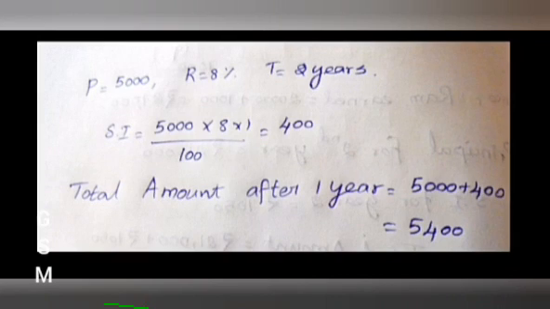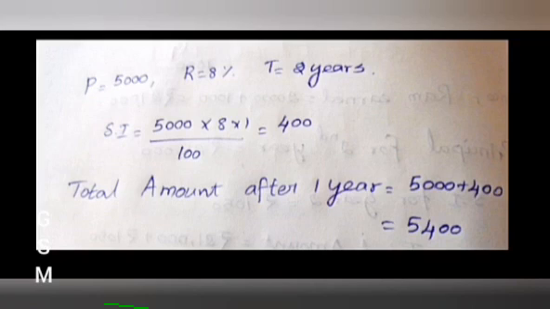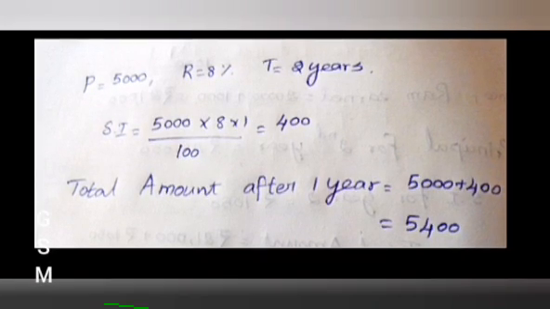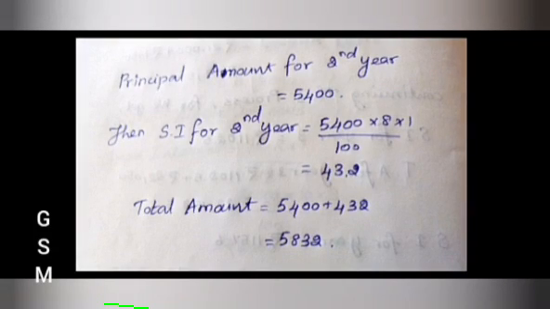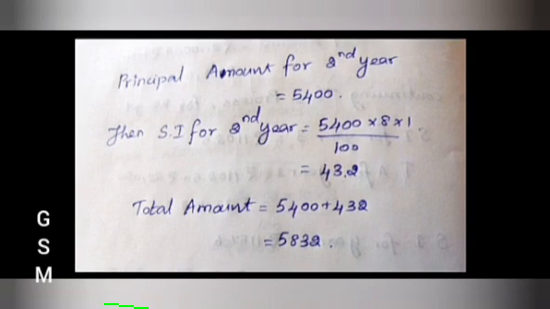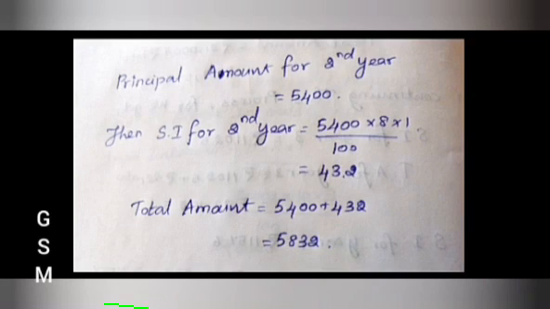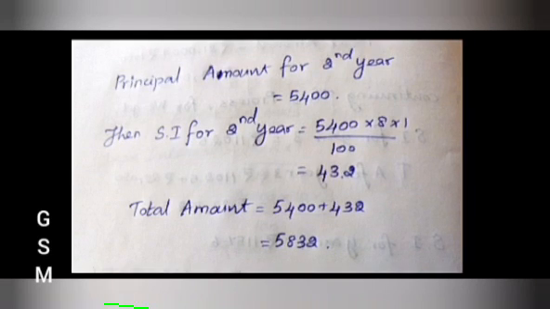Here we get simple interest 400 rupees for the first year. And then the total amount will be 5,400. The total amount of the first year will be the principal amount of the second year. So we find the simple interest for the second year with the principal amount 5,400. We get simple interest for the second year as 432. Then the total amount will be 5,832.